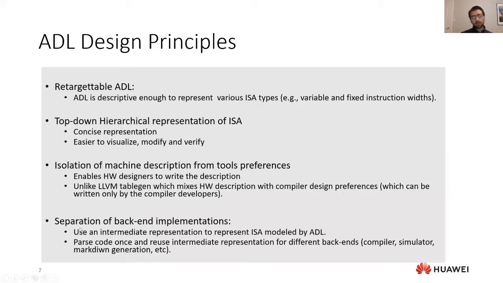And then the last point is to separate backend implementations from the language itself. So to achieve that, we use an IR, which represents your ISA, which has been modeled by ADL. And then once the code is parsed and you have your IR, you can reuse it for different backends. So the tools that generate compiler or simulator or markdown.